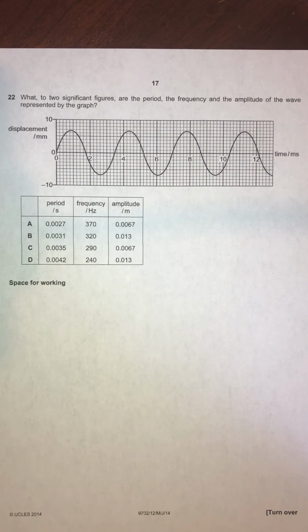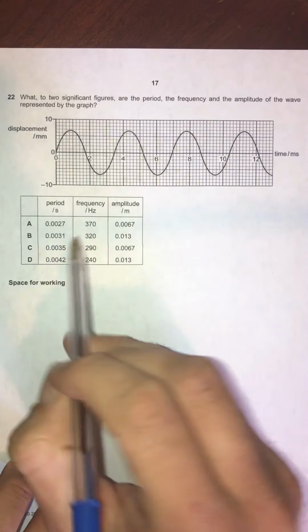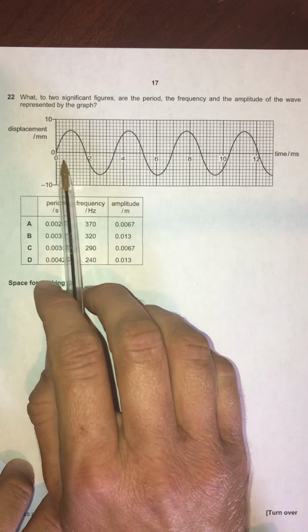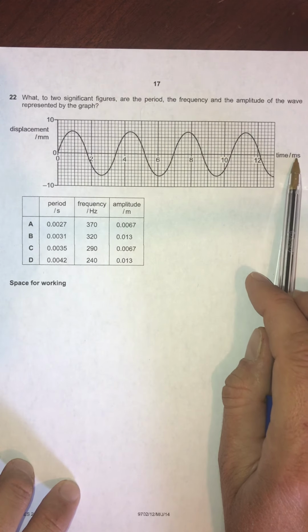The question reads, what, to two significant figures, are the period, the frequency, and the amplitude of the wave represented by the graph? Here we can see we're given a plot of the displacement measured in millimeters against the time measured in milliseconds.